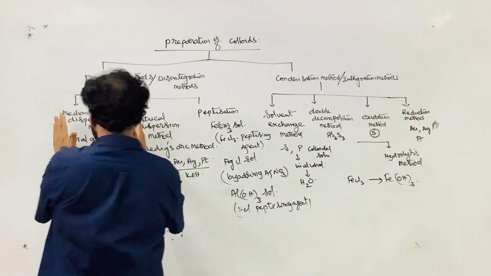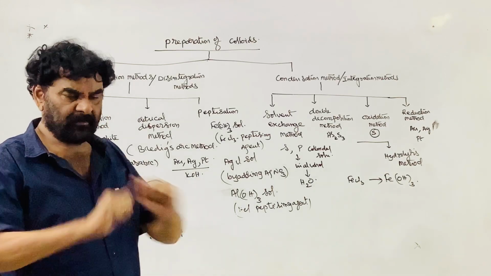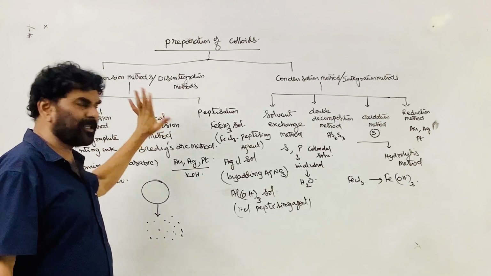So this is the mechanical dispersion process, using the colloidal mill for crushing. The second one is the electrical dispersion method.